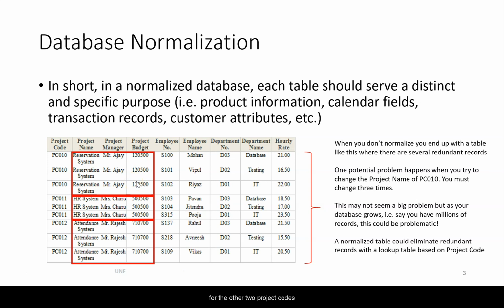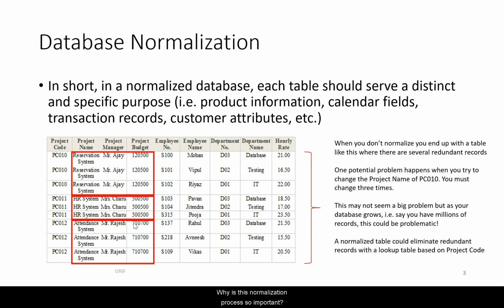Similarly, for the other two project codes, the project name HR system and attendance system are also redundant. We do not want this in our table. Hence, it is important for us to normalize the database first before performing our data analysis and visualization.